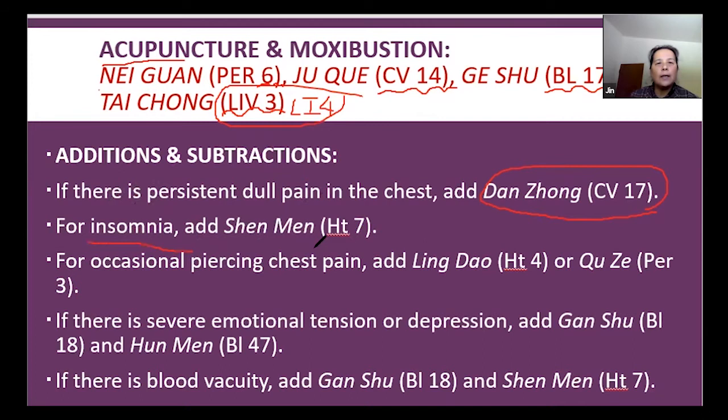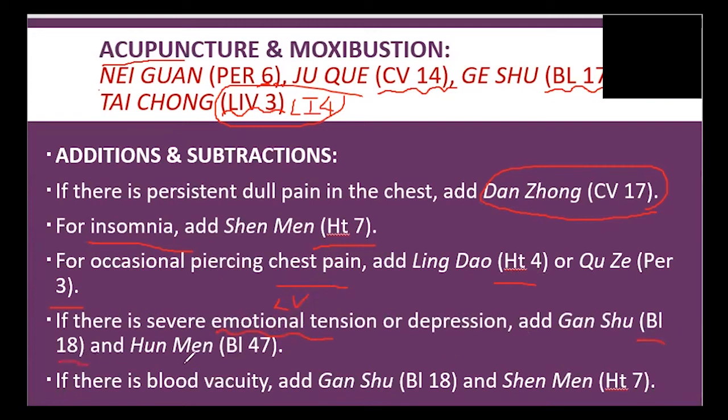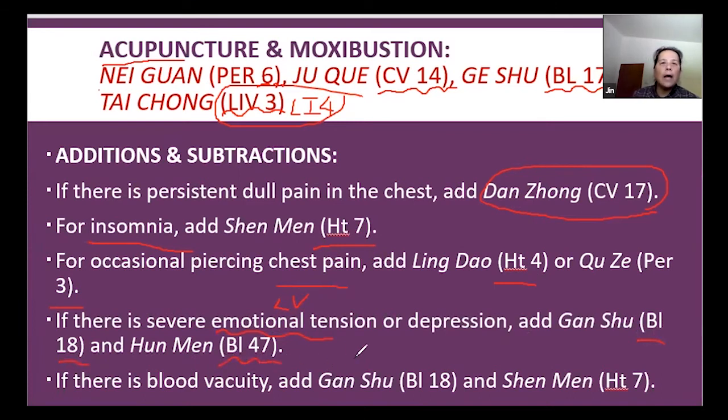For a patient with insomnia, add Heart 7. With more chest pain, we can add Heart 4 and Pericardium 3. And the emotions are mainly related to the liver. So we go to the back of the liver, the second line in the bladder channel, at the same level as the back shu of the liver.